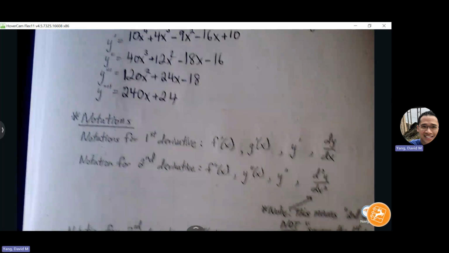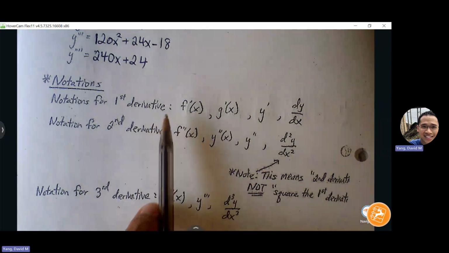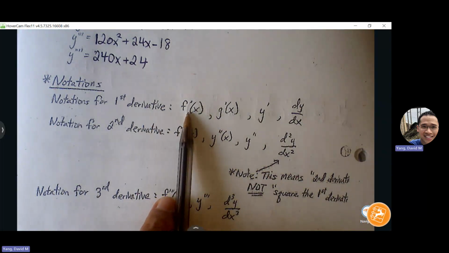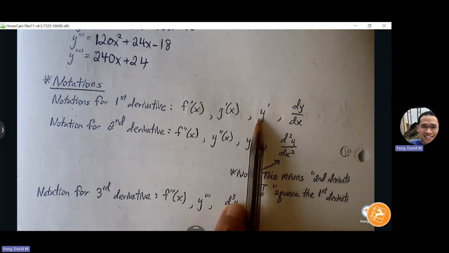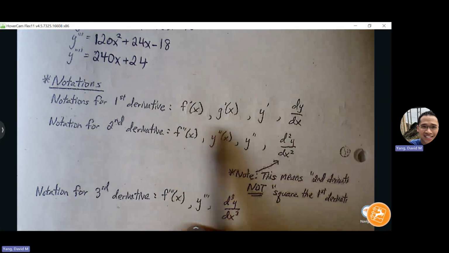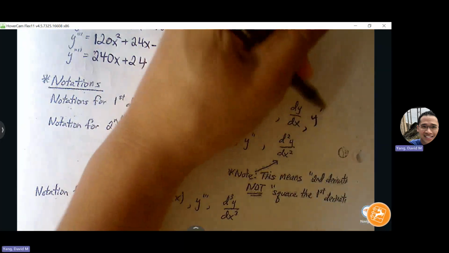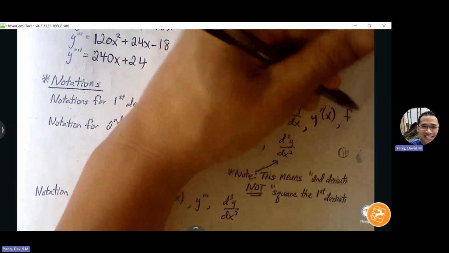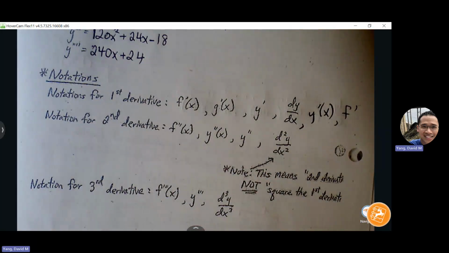Okay. All right, notations. I talked about how there's a lot of different notations for first derivative. You could see f could become f prime, g could become g prime, y could become y prime, dy dx. They all represent derivative. You could even say y prime of x, or even f prime. These are all just notations that represent derivatives. So you just have to get used to them.